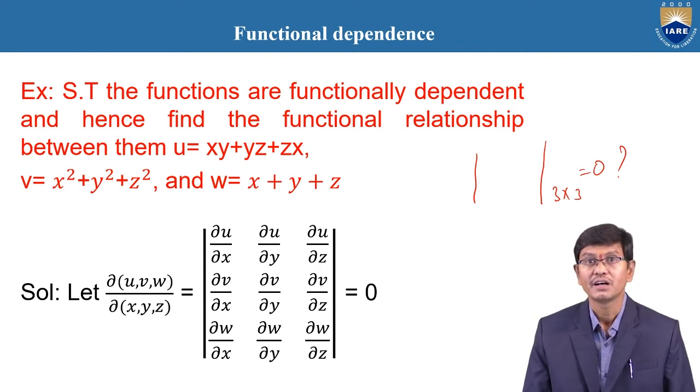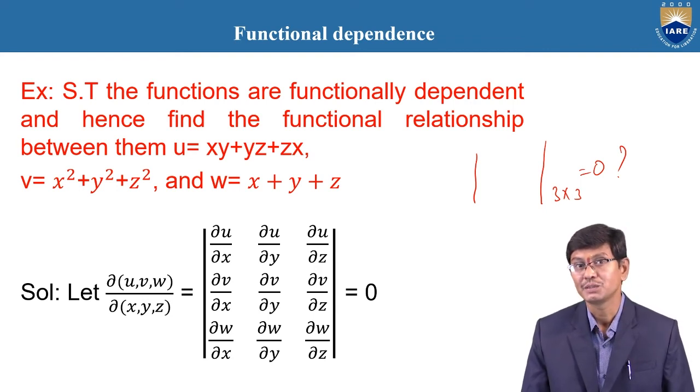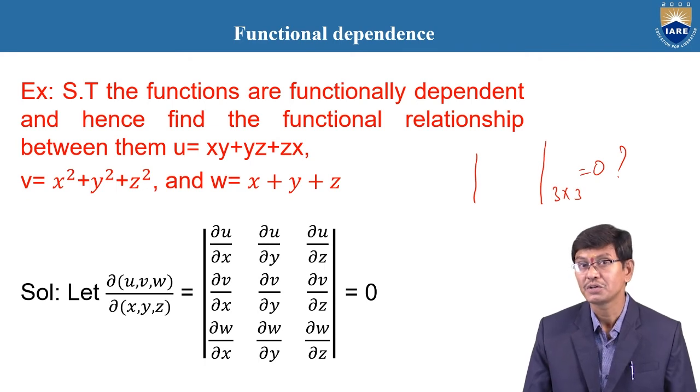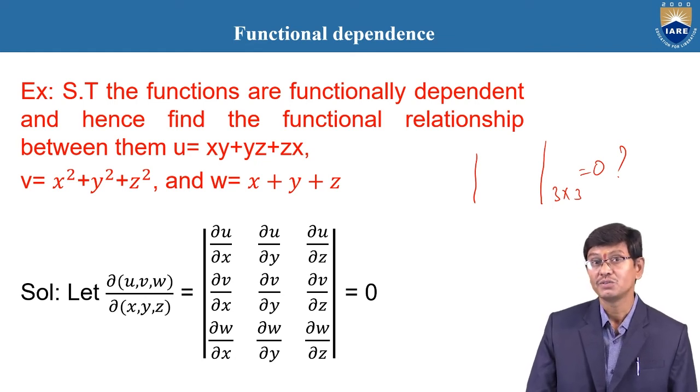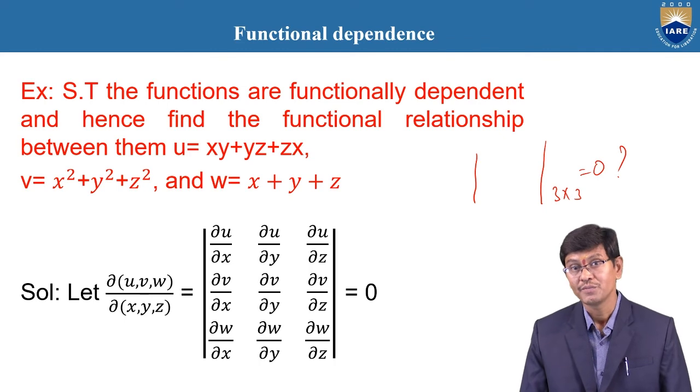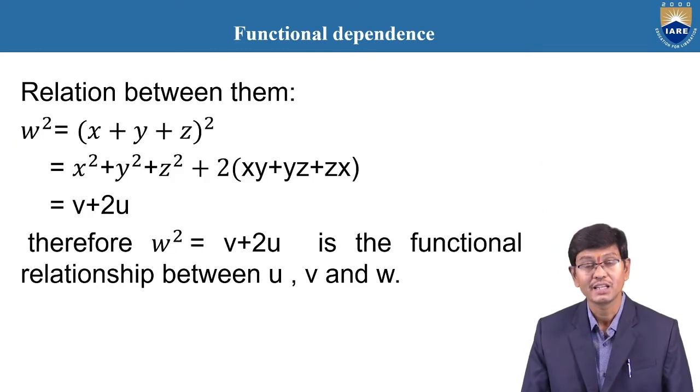Therefore, the dependent variables with respect to the independent variables are ∂(u, v, w) by ∂(x, y, z). By using the Jacobian, we need to calculate ∂u/∂x, ∂u/∂y, ∂u/∂z, ∂v/∂x, ∂v/∂y, ∂v/∂z, ∂w/∂x, ∂w/∂y, ∂w/∂z. We need to calculate this. Here automatically the value is going to clearly satisfy 0. Therefore, the functions are dependent.